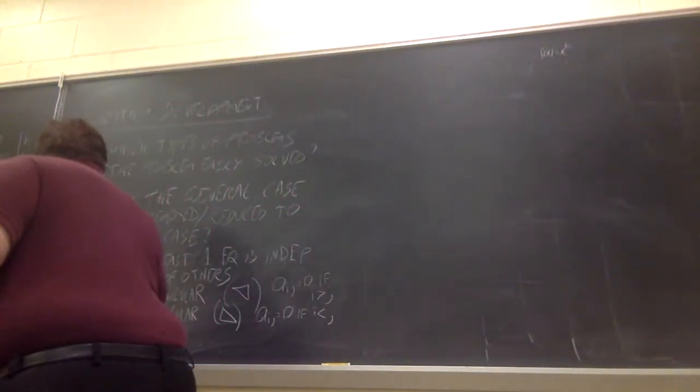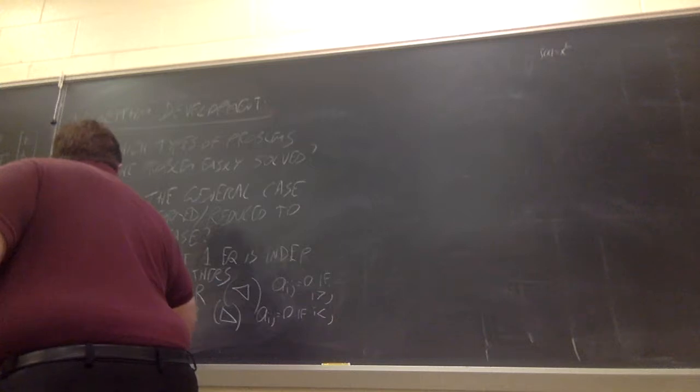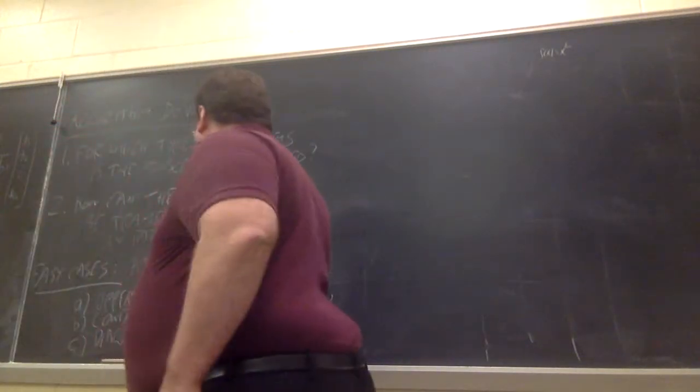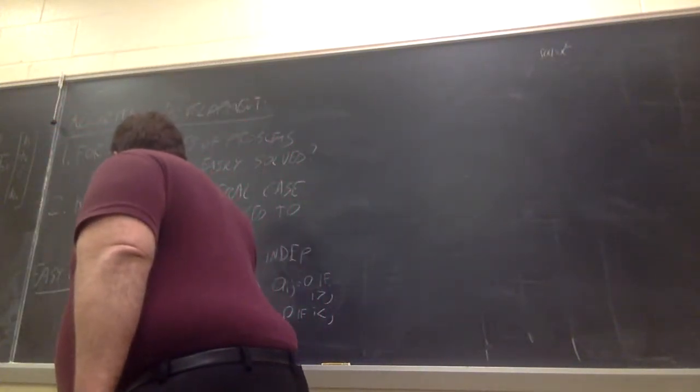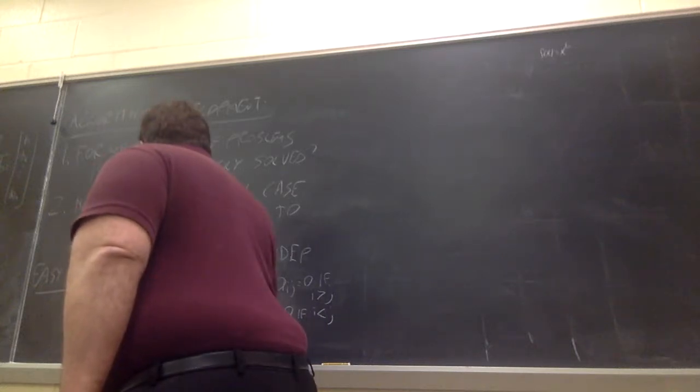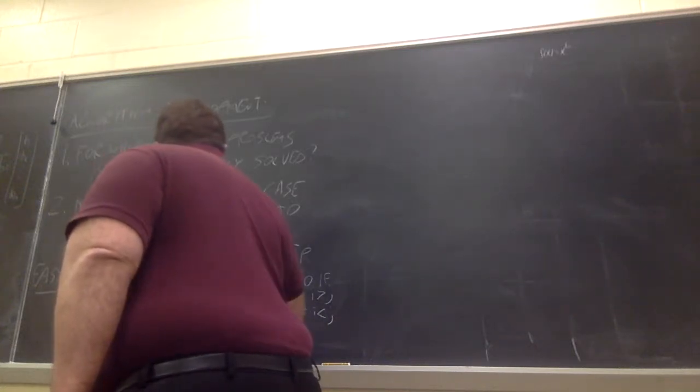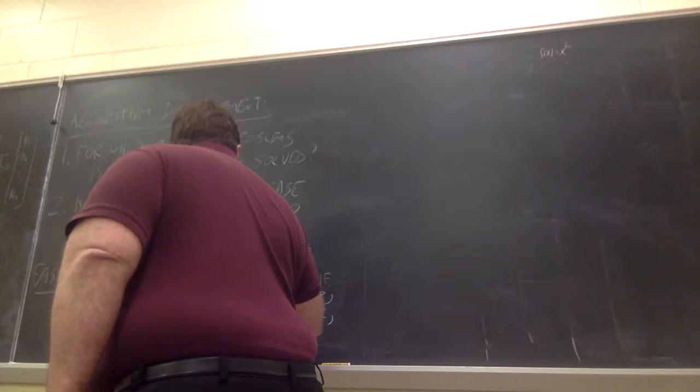Okay, and then if you put the two together, you have a diagonal matrix, so something like this. So Aij equals 0 if i is not equal to j.